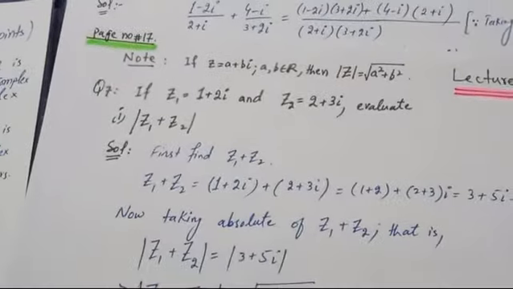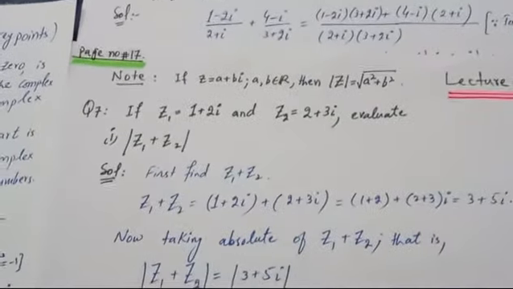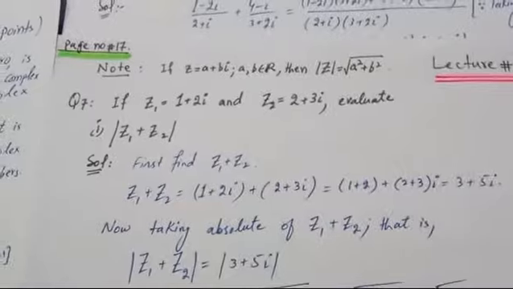Now question number 7. In question number 7 we will find the absolute value of a complex number. We will use the absolute value for the set of complex numbers.